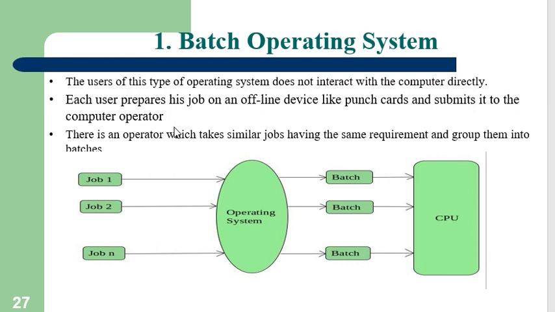Okay. Batch processing was very popular in the 1970s. The jobs were executed in batches. People used to have a single computer known as a mainframe. Users using a batch operating system do not interact directly with the computer. Each user prepares their job using an offline device like a punch card and submits it to the computer operator. Jobs with similar requirements are grouped and executed as a group to speed up processing.